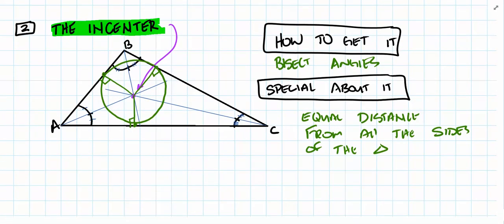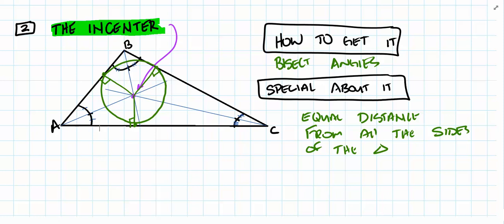The special thing about the incenter is that it is equal distance from all the sides. The way that we measure shortest distance from the sides is perpendicular. So each one of those points is on a circle. We can draw a circle on the inside of the triangle. That's why it's called the incenter.